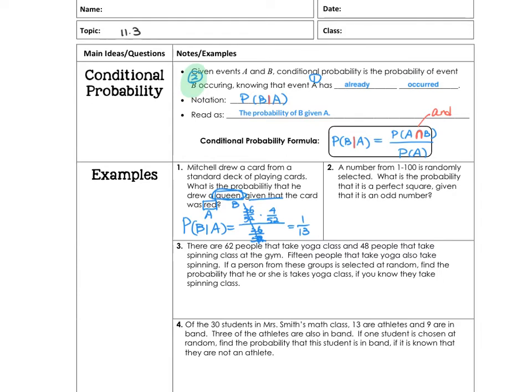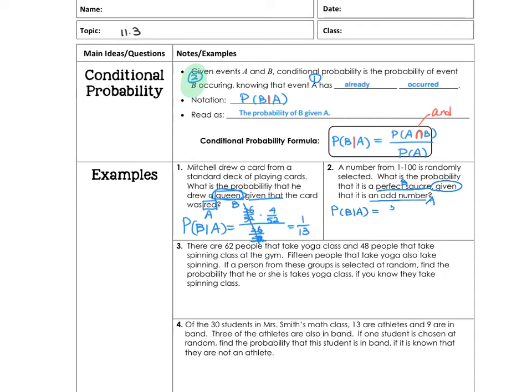Now let's look at the second problem. A number from 1 through 100 is randomly selected. What's the probability that it's a perfect square, given that it's an odd number? So I want a perfect square, but given that it's an odd number. So my probability of B, so an odd number has to happen first, but my focus is the event B, which is a perfect square. So that equals probability of A, which was odd number.